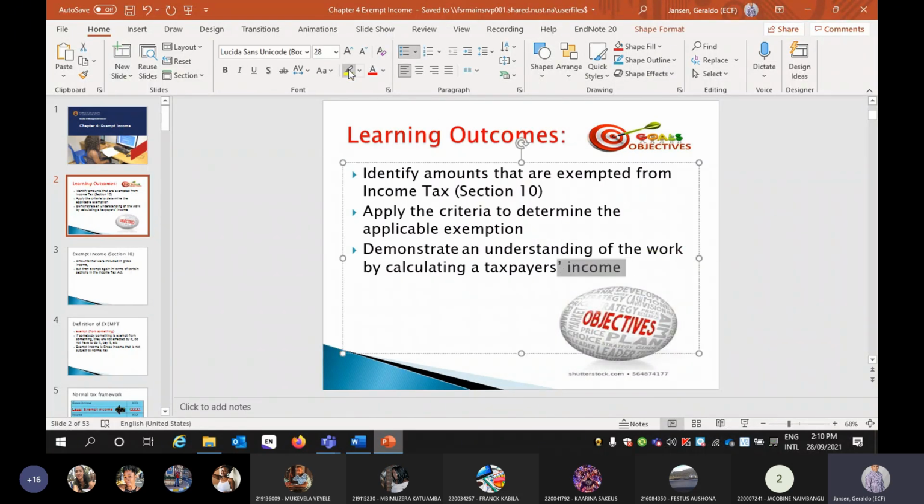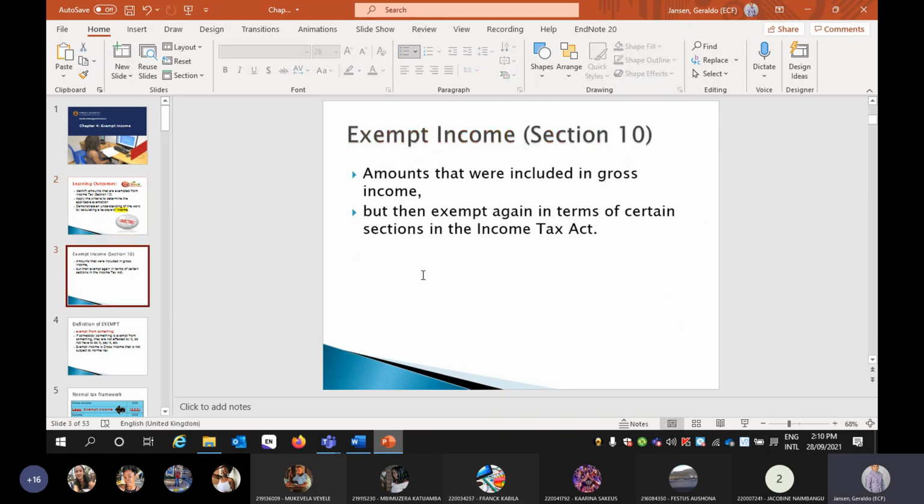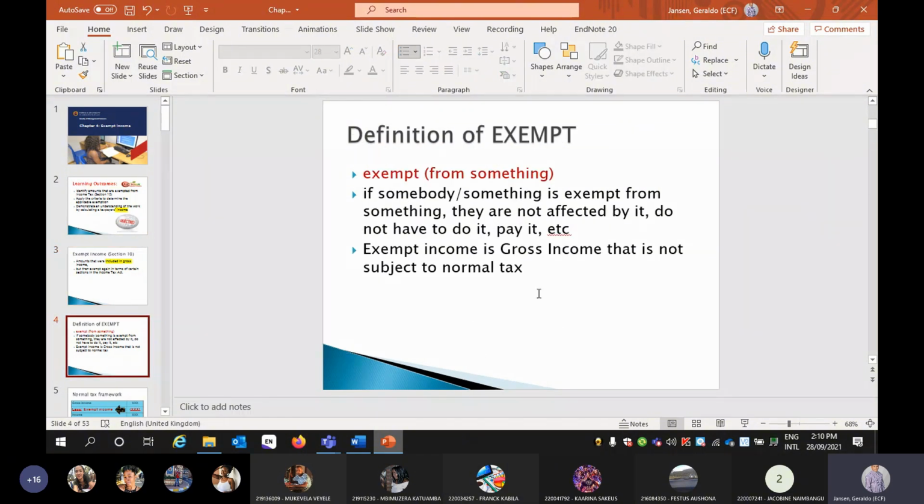And how do we calculate a taxpayer's income? That is gross income minus exemptions, or exempt income, and that will give you the income. So first the theory, and then we should be able to calculate the income of a person. Yesterday we said that an amount should first be included in gross income before it can be exempted. If you are exempted, it means you are not affected by it, and exempt income is therefore not subject to normal tax.